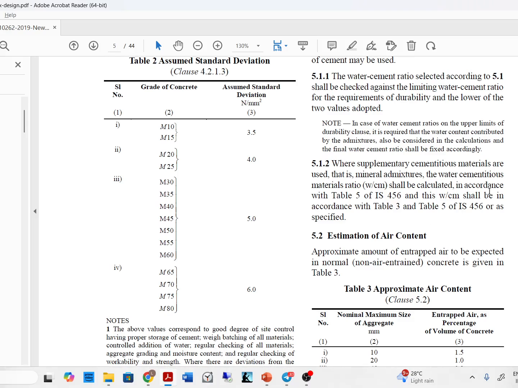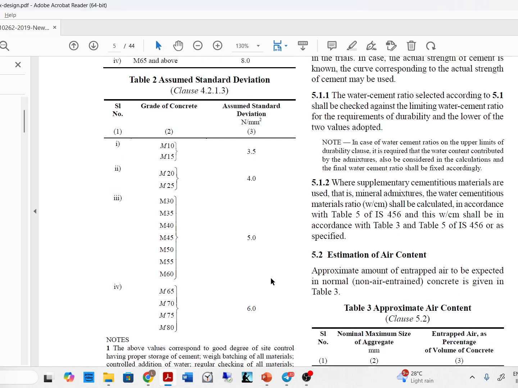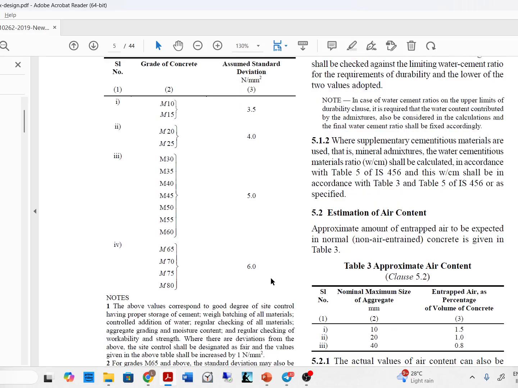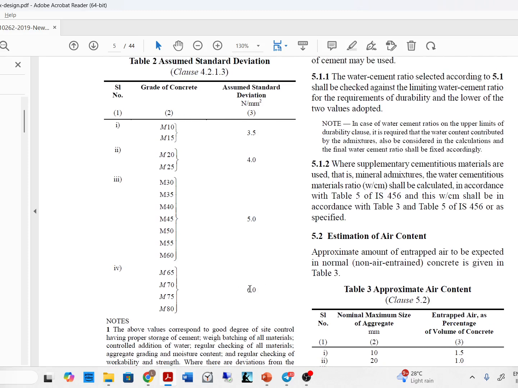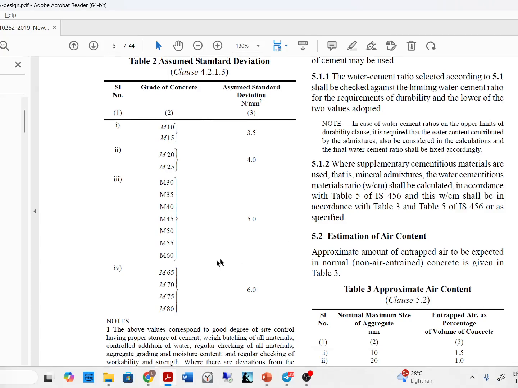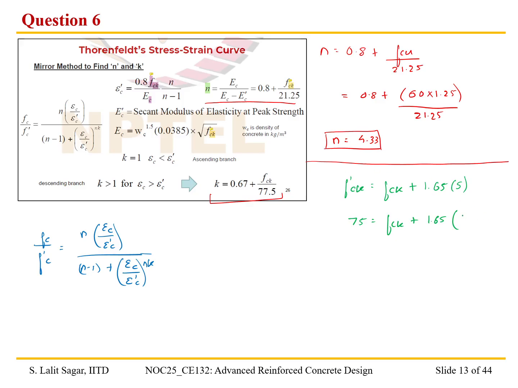again, right? So we can consider a value of 6 actually. I think 6 holds good. Standard deviation of 6 we can take, because the value of 6 is applicable for grades between 65 to 80. Yeah, so we can take the value of 6 and we can proceed with our calculations, right?